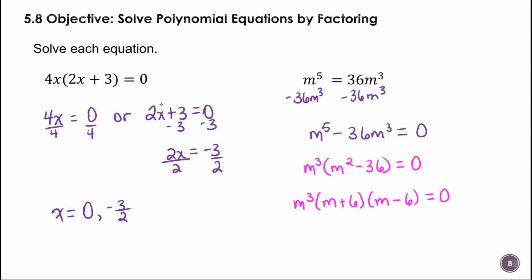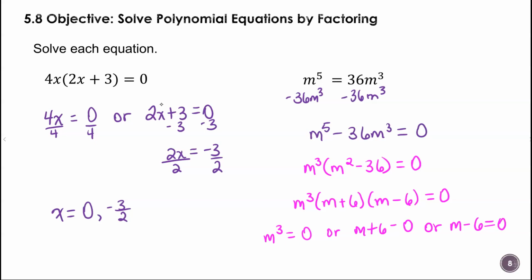And then we have to set all three of these factors equal to 0 because this one is a variable, right? M cubed equals 0, or m plus 6 equals 0, or m minus 6 equals 0.